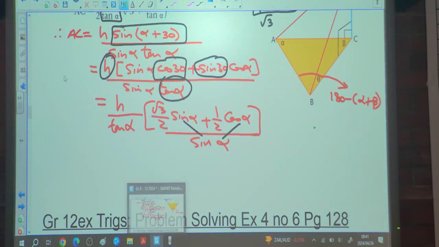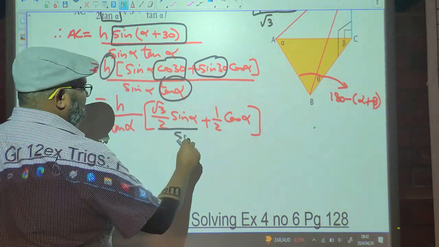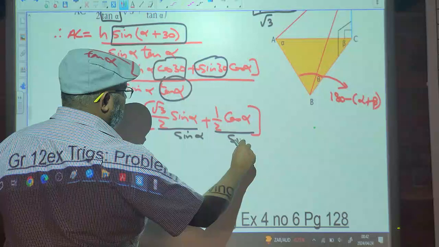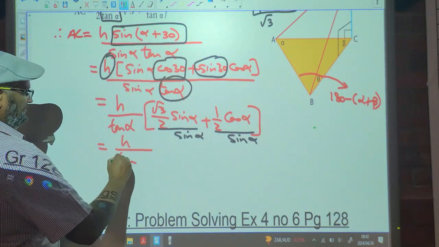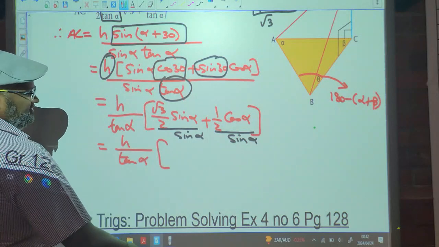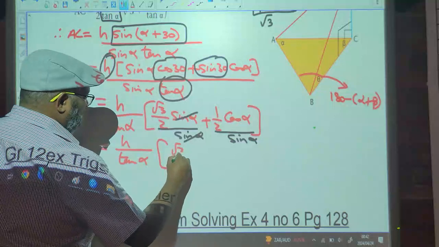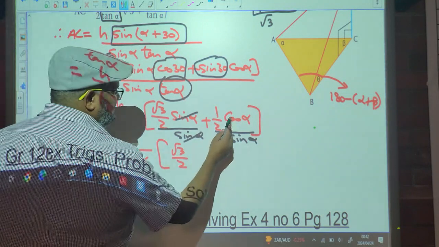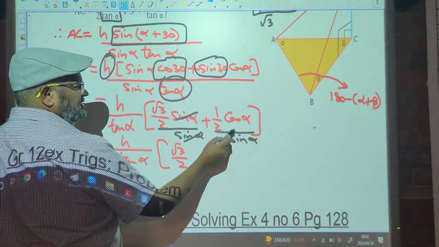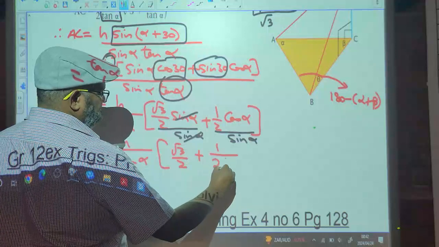We did that in grade 8. Each one over its own. So what I got now is H over tan of alpha into. The first fraction, what's going to happen? Cancels. So it's going to be root 3 over 2. Now what's sine of alpha over cos alpha? Tan. And cos of alpha over sine alpha? 1 over tan.